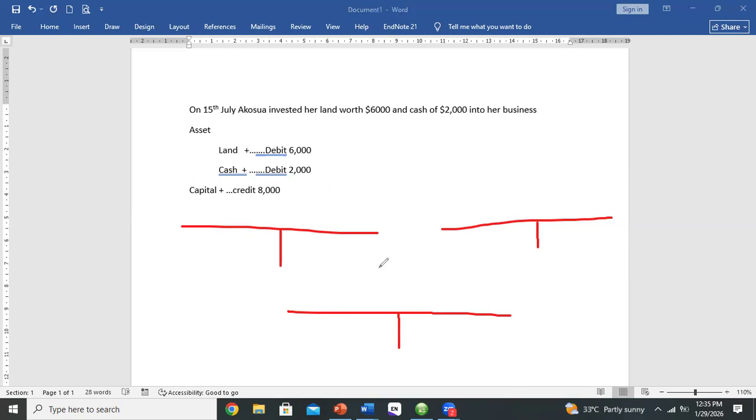Okay, it's the effect. So let's say this is my land, permit me to use L. This is my cash, and this is my capital, so let me do cap. If you were recording, you need to put in the date too. So we are debiting the land, so 15th July. July is 7, right? Then what narration would you give? The land Akosia is investing is capital. So capital. Then you put the amount there, 6,000.